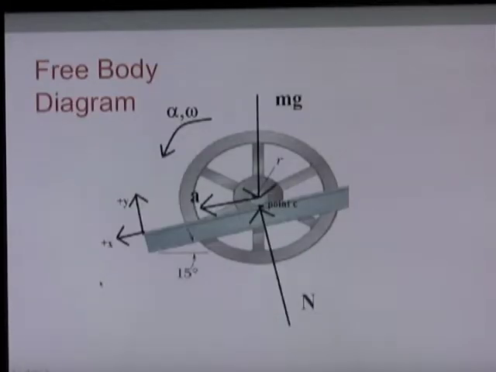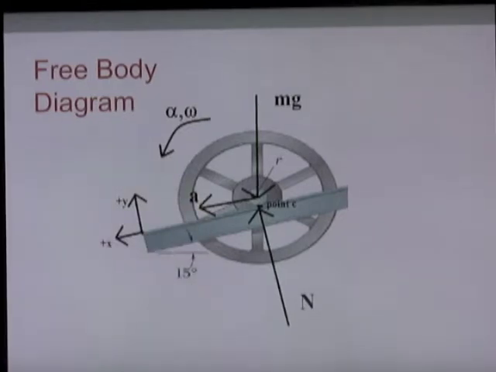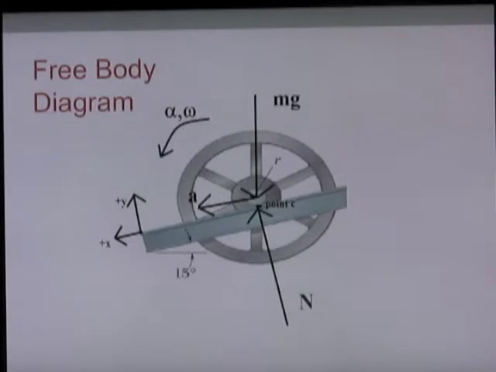Now here is our generated free body diagram. As you can see, you have mg going down, and the normal force acting perpendicular to the rails. You can also see our coordinate system is oriented 15 degrees to be parallel with the rails.